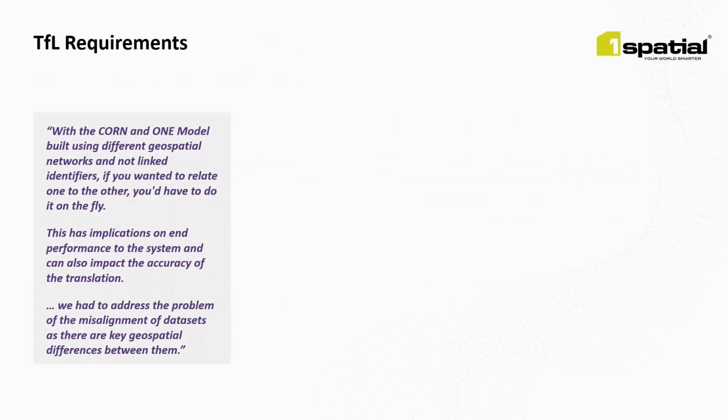And what were the TfL requirements? So with the CORN and the ONE model built using different geospatial networks and not having linked identifiers, if you wanted to relate one to the other, you'd have to do this on the fly. So this has implications on the end performance of the system and can also impact the accuracy of the translation. So for the predictive component of the system to work effectively, TfL recognized that they had to address the problem of the misalignment of datasets, as there are key geospatial differences between them.